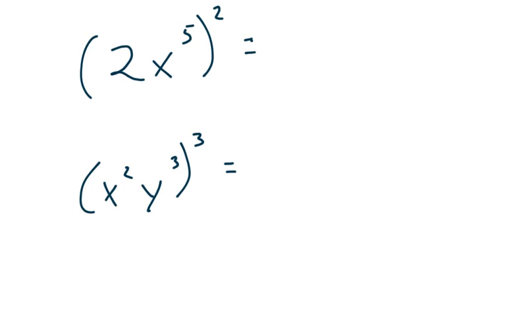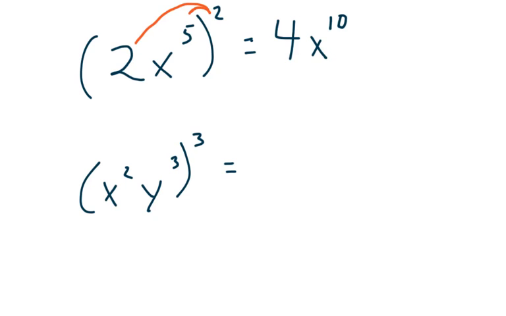Raising an exponential expression to a power, you distribute the exponent on the outside of the parentheses to everything on the inside. Even the coefficient, here the coefficient's 2, but that's like 2 to the 1. So when you distribute that, it becomes 2 squared, or 4. And you multiply those exponents, so 2 times 5 would be x to the 10th.